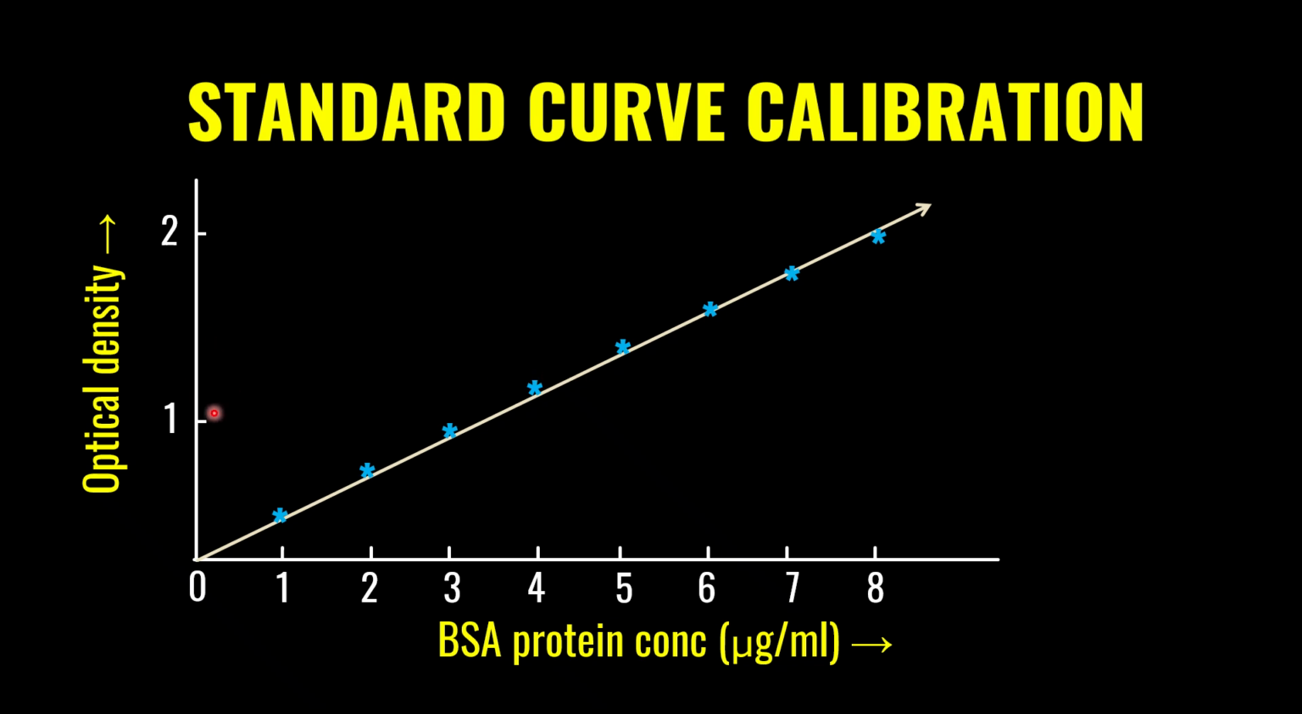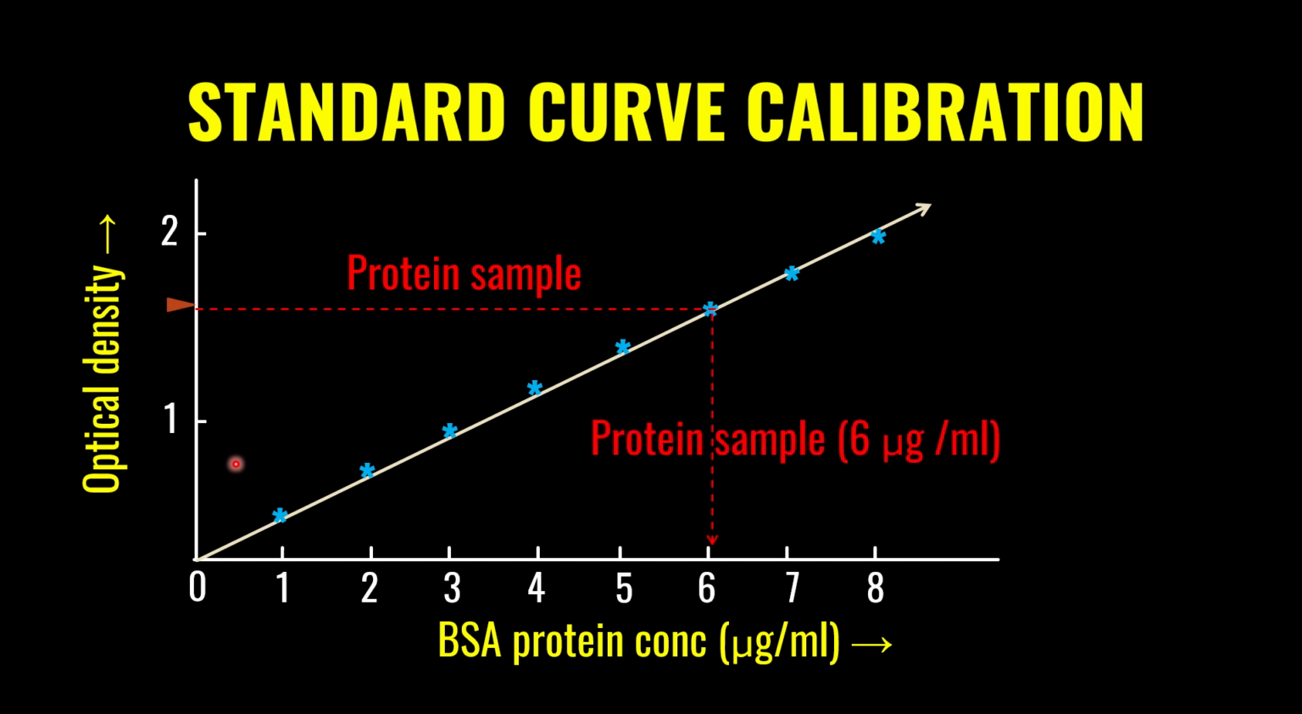So in this case, for example, the optical density of your sample is here 1.6 or 1.7. You can extrapolate this and you will get the protein concentration equal to 6 microgram per ml in this case. So using the standard curve, you convert the optical density into microgram per ml. So this is how you convert the optical density of your sample into microgram.